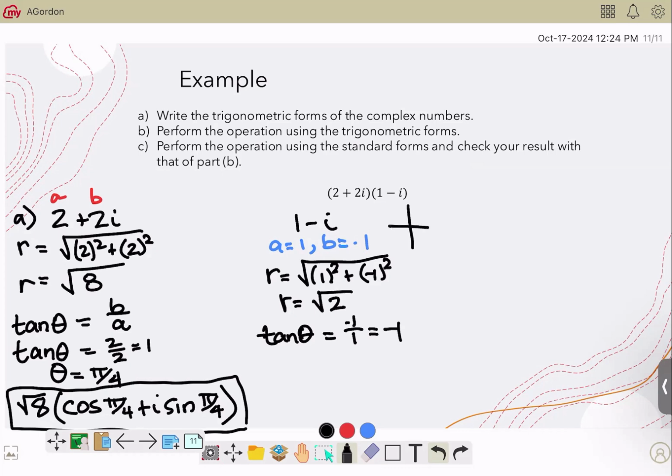angle should be. My real part is 1, so I'm going to the right, the positive direction. But then my imaginary part is negative, so I'm going to go down. So I'm going to end up here in the 4th quadrant. So I'm going to pick an angle in the 4th quadrant that has tangent equal to negative 1. And that one is 7 pi over 4. So this angle is 7 pi over 4.